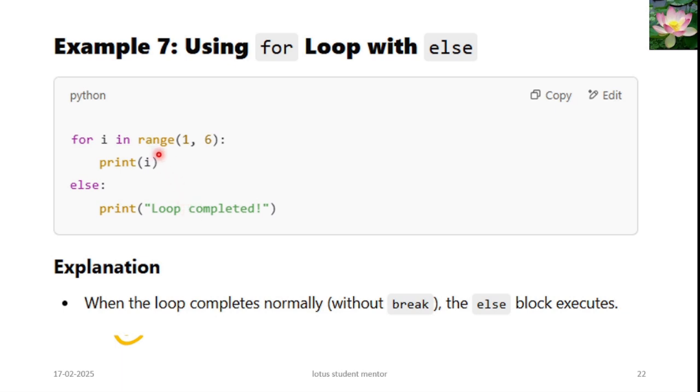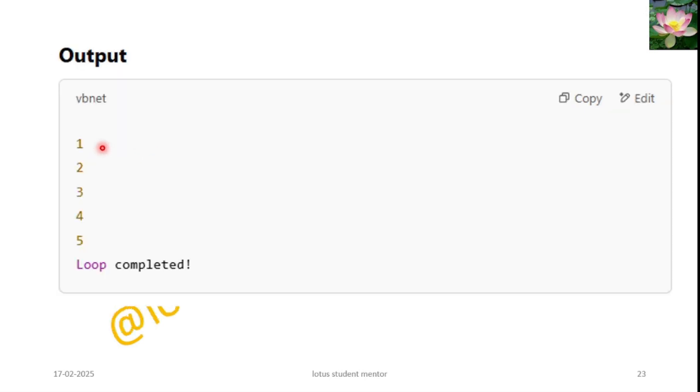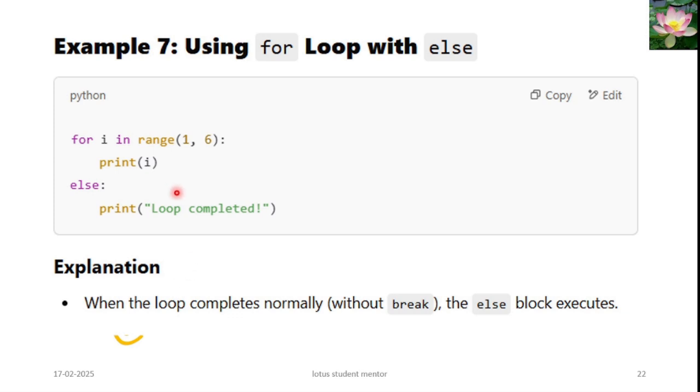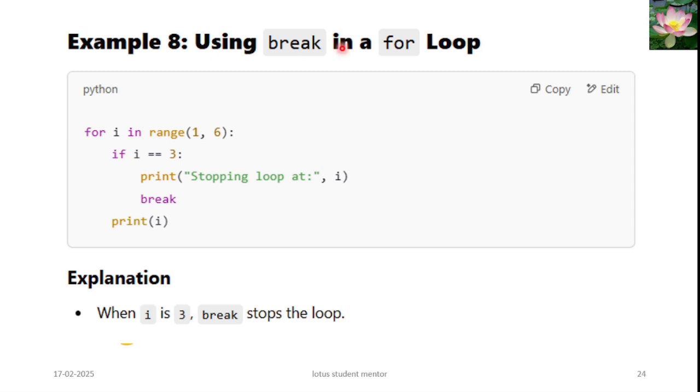Now for here, iteration takes place. Let us see what happens. The output is 1 2 3 4 5, then the sixth one won't be printed, that means else will be executed. What is that? Loop completed. Alright, loop completed. The next example, example 8, is using a break in a for loop.